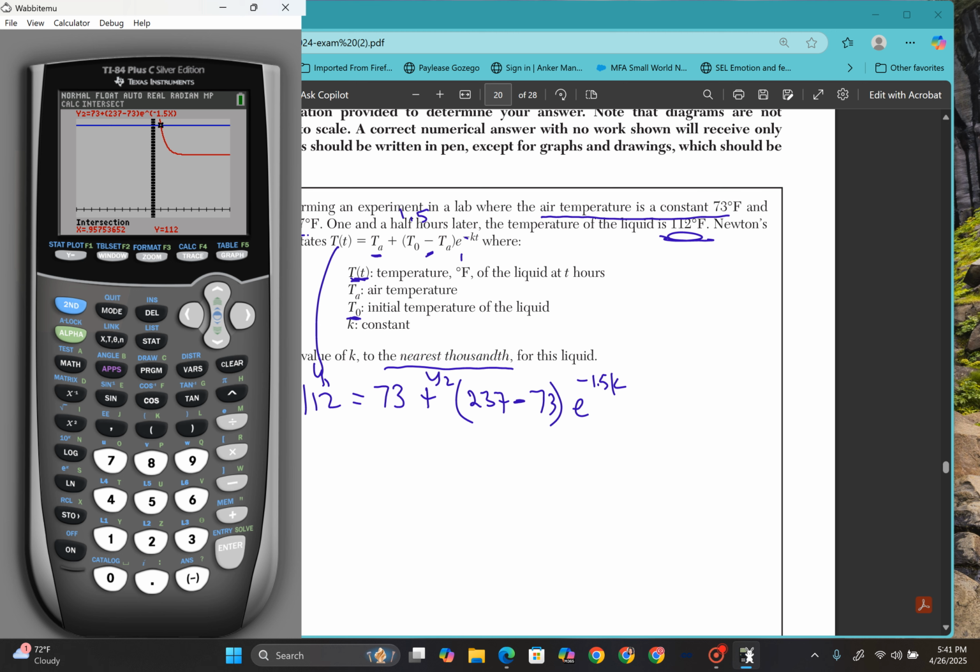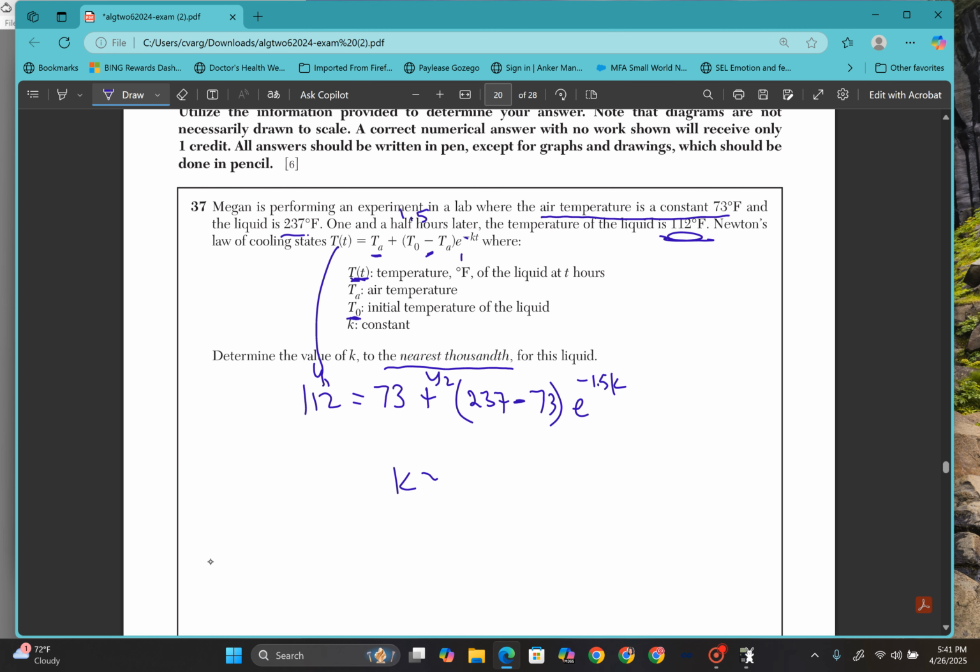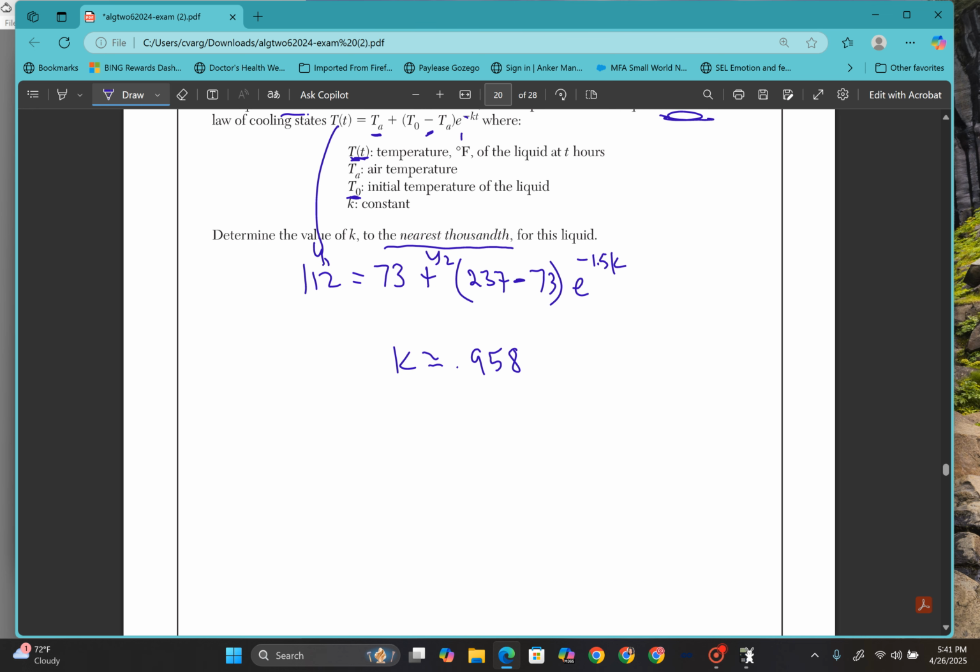So 0.95, it says to the nearest thousandth. So I have k is about 0.958. Okay, that's my answer. Now, what if you didn't know how to do that? What if you wanted to do this algebraically? How would you do that?